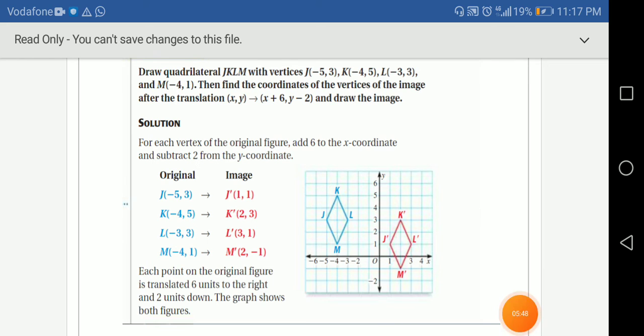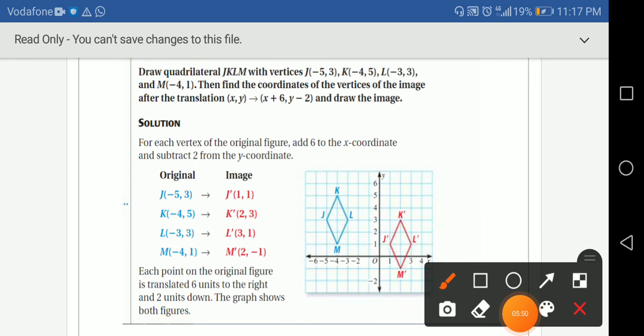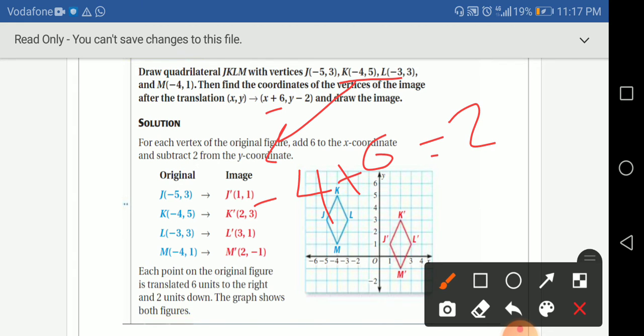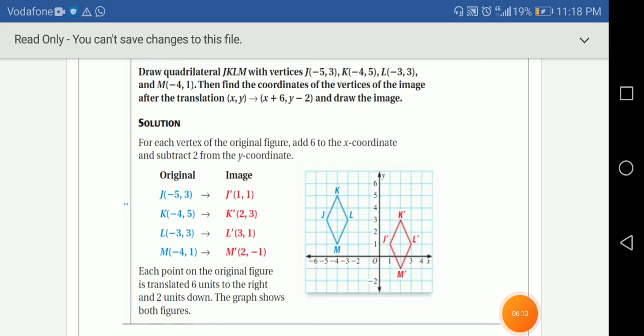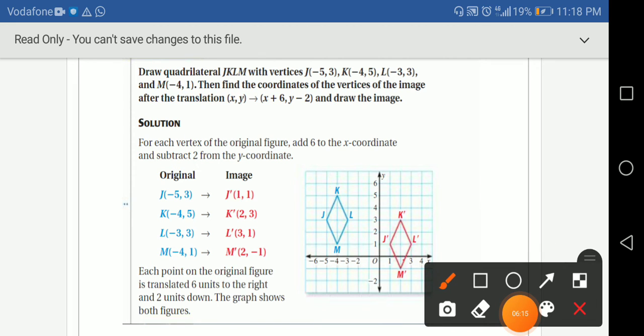Okay guys, and I have here for k, the original is negative 4 and 5. What happened to negative 4? I will add 6, so this will be what? 2. And 5 minus 2 gives me 3. So the point for k after the change, k dash, will be 2 and 3. So I'm going to move here 2 and up what? 3. So this is k, and then the same for L and M.